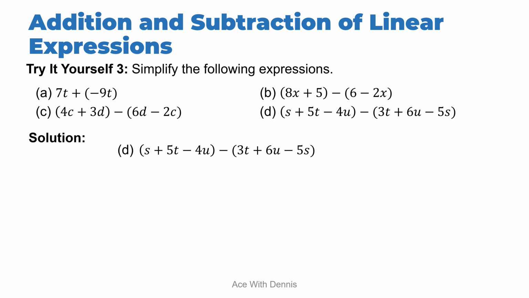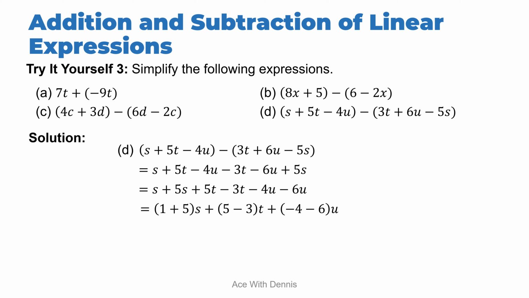For D, again this example involves more terms inside the bracket. So s plus 5t minus 4u minus bracket 3t plus 6u minus 5s. So we remove the bracket, the second linear expression has to switch the sign because of the minus operation. So we have s plus 5t minus 4u minus 3t minus 6u plus 5s. Then put the like terms together, s plus 5s plus 5t minus 3t minus 4u minus 6u. Then combine the coefficients, and the result is 6s plus 2t minus 10u.